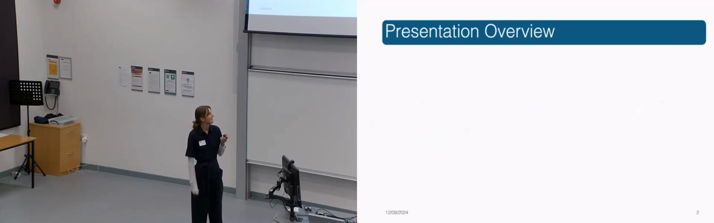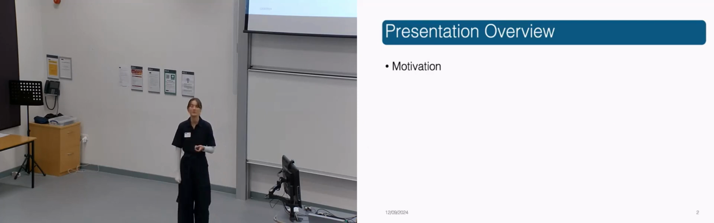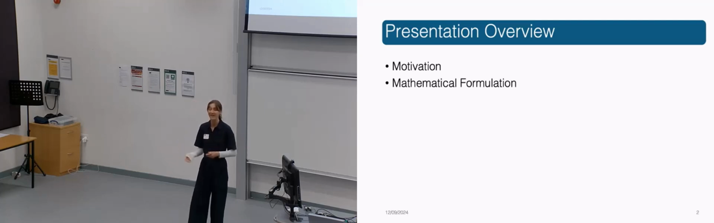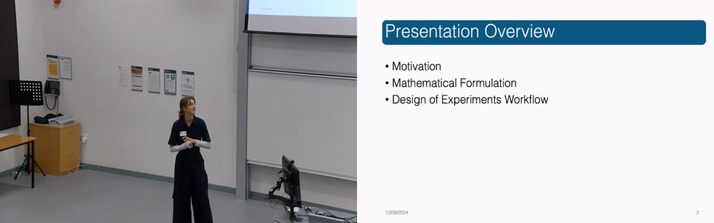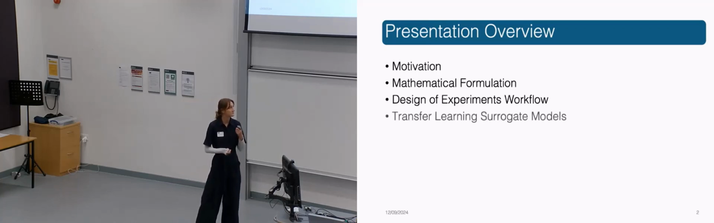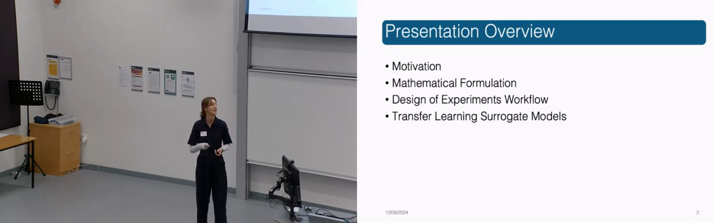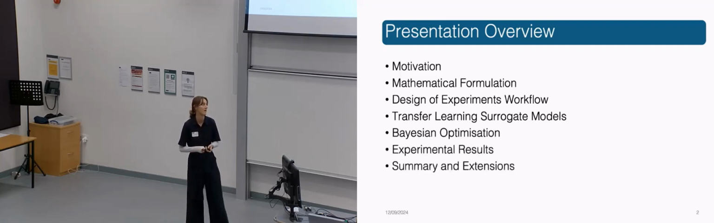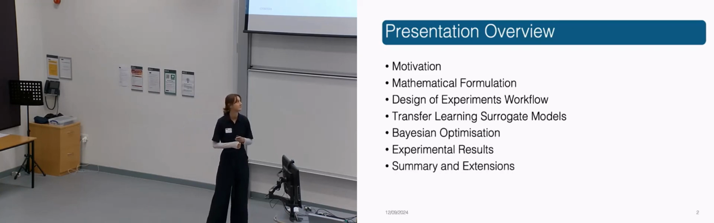So first of all, just to go over what I'm going to talk about today. I'm going to start off with some motivation, why we did this, then the formulation, so turning our problem into maths, then our solution for it, which was this design of experiments workflow. I'm going to talk about some transfer learning surrogate models, so these are multi-output GPs like you learned about yesterday. Then the Bayesian optimization we did, show some experimental results, and then summarize everything.